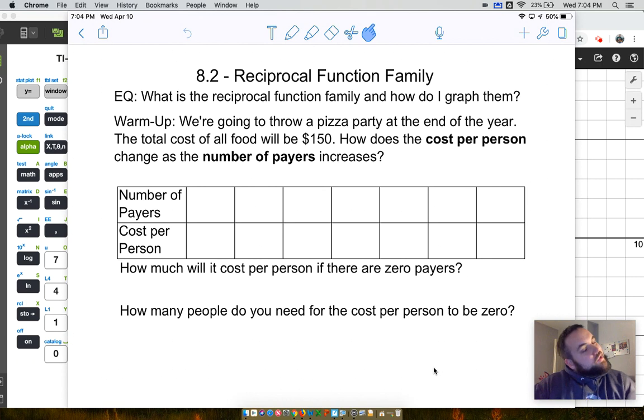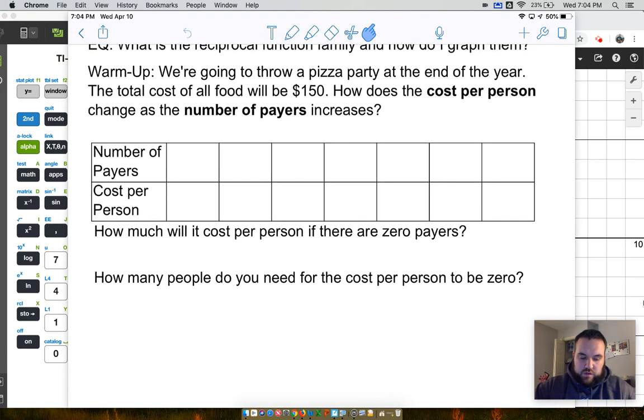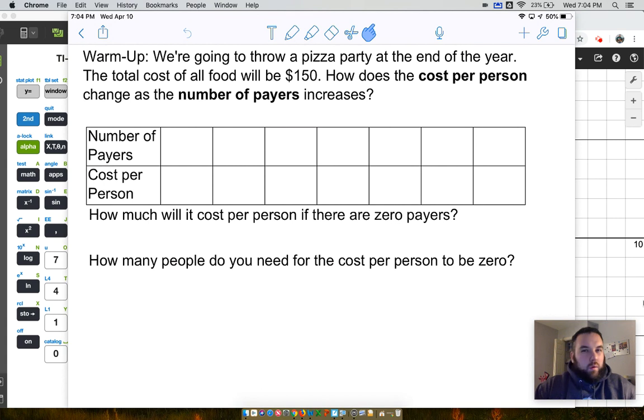You'll notice this is 8.2. Actually, we skipped section 8.1 and jump right into 8.2 for chapter 8. In this lesson, we're going to learn a little bit about what are called the reciprocal function family, or the reciprocal functions. Hopefully the word reciprocal is familiar to you, being just a fraction that's been flipped. We'll get into a little bit more about it, but just to get the idea of a real world scenario for a reciprocal function.